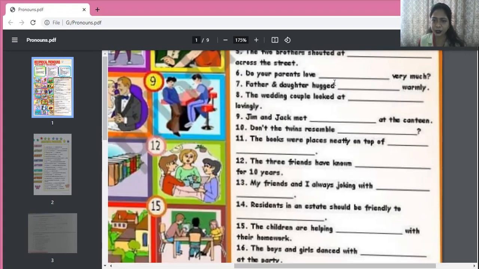Residents in an estate should be friendly to one another. There can be many residents. The children are helping one another with their homework. The boys and girls danced with one another or each other also. You can say boys and girls are there. Two groups, boys and girls. So the boys and girls dance with each other at the party.